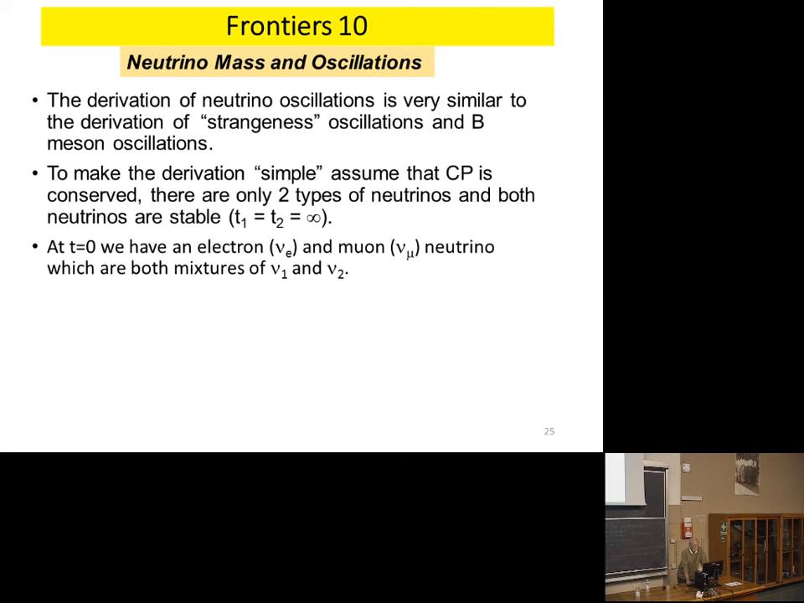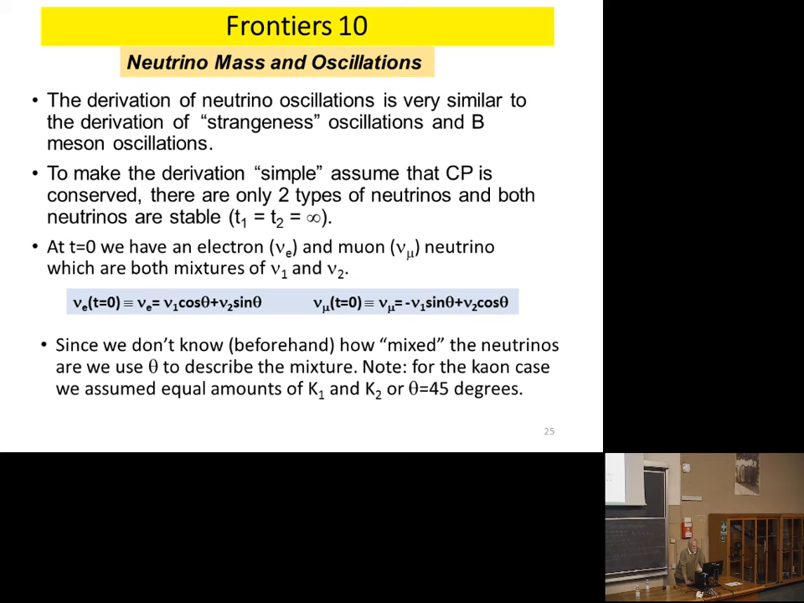At the beginning, we start with an electron and a muon neutrino. We said those are the identifications, like the table that I gave you. But then they're mixtures of these mass, what I call eigenstates, nu1 and nu2. And they mix with some, mathematically, we just do it in terms of an angle, sines and cosines, to make the mixture between them. We don't know beforehand how the mixed neutrinos are, how they mix or how much, and that's why we just use an angle.